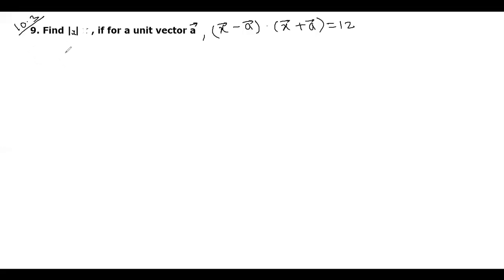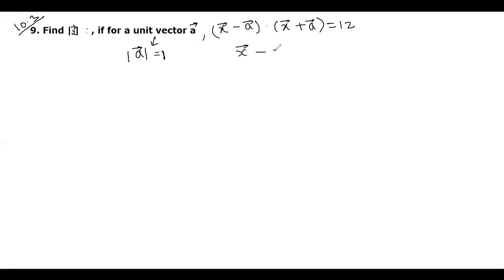Question number 9, 10.3. Find the magnitude of vector x if A is a unit vector. A is a unit vector means its magnitude is equal to 1, because A is given as a unit vector. Then find the magnitude of x. So this is the given condition.